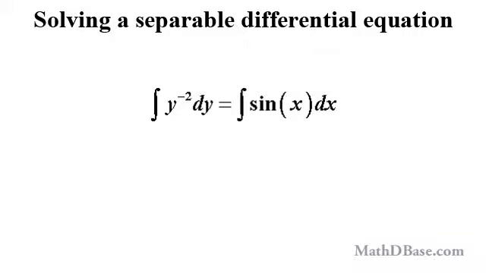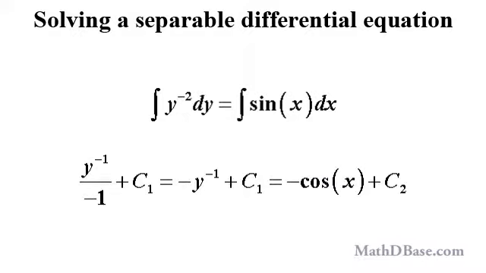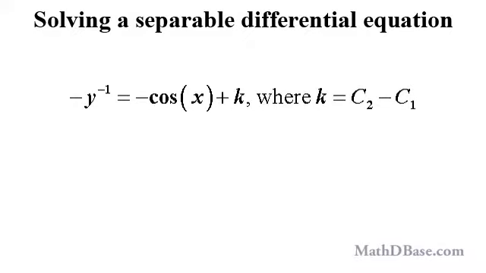Antidifferentiating both sides by applying the power rule to the integral on the left and the formula for the antiderivative of sine of x on the right, we get negative y to the negative first power plus a constant of integration equal to the negative of cosine of x plus another constant of integration. We can combine the constants, giving us negative y to the negative first power equal to the negative of cosine of x plus k, where k is the difference of the two constants that we had earlier.